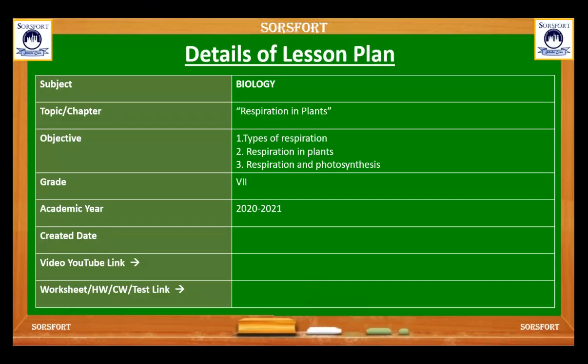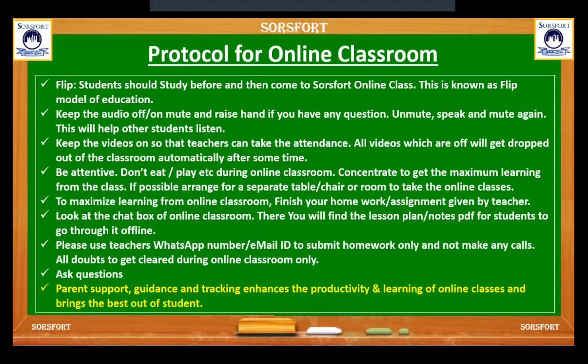So today we will start our class with the topic of respiration in plants. Here we are going to learn about types of respiration, respiration in plants, and what is the difference between respiration and photosynthesis.